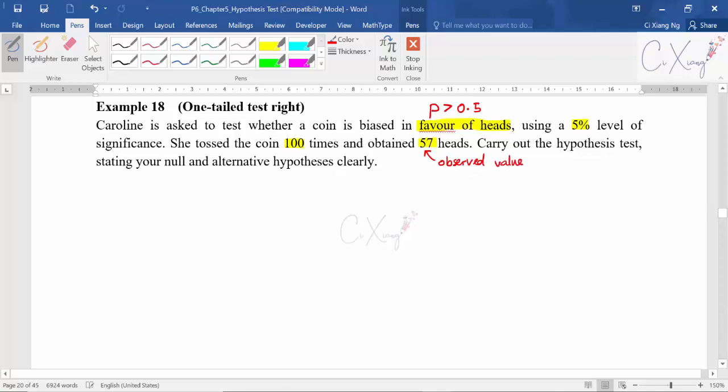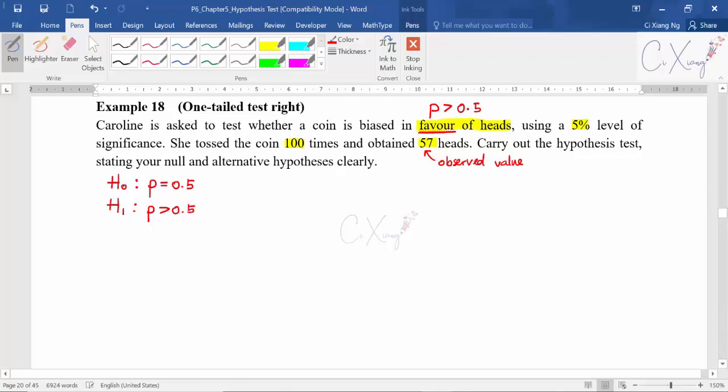They want you to carry out the hypothesis test, stating your null and alternative hypothesis clearly. From here, I know that I want to test for population proportion. The words 'in favor of heads' tell me that the probability should be greater than 0.5, meaning a higher chance to get a head. So I start writing out my null and alternative hypothesis, which is the first step. My null hypothesis is p equals 0.5, and my alternative hypothesis is p greater than 0.5.